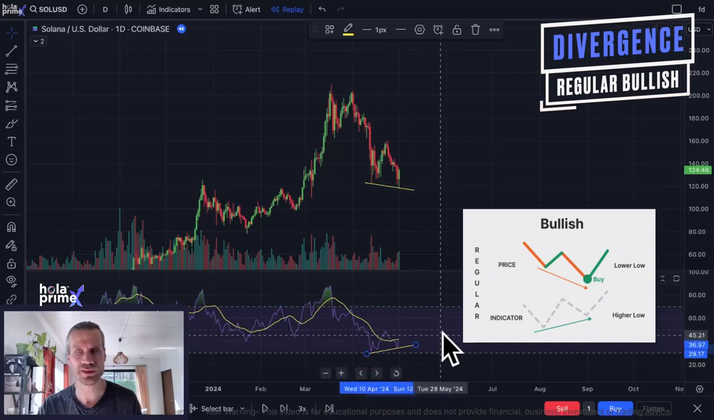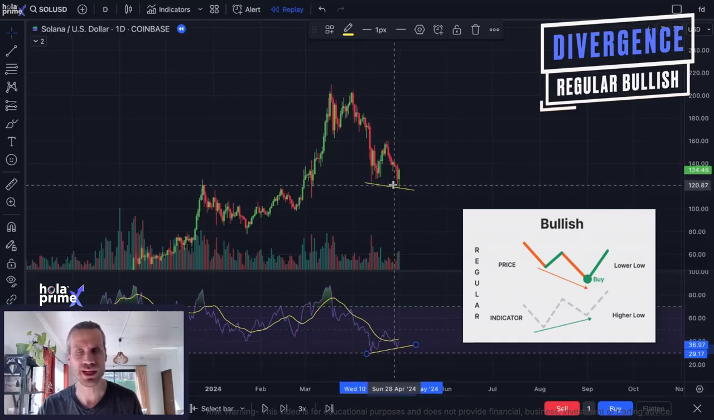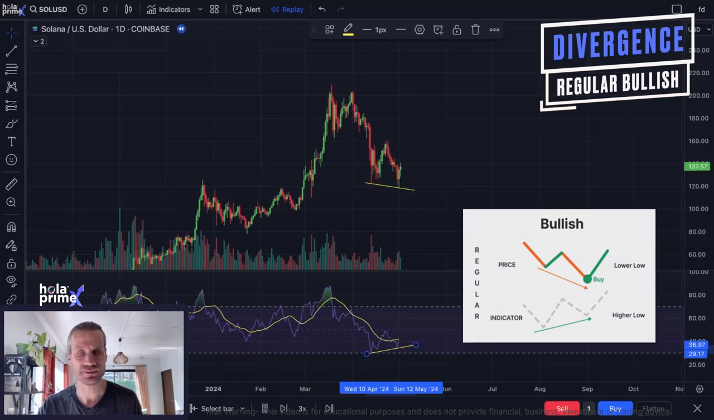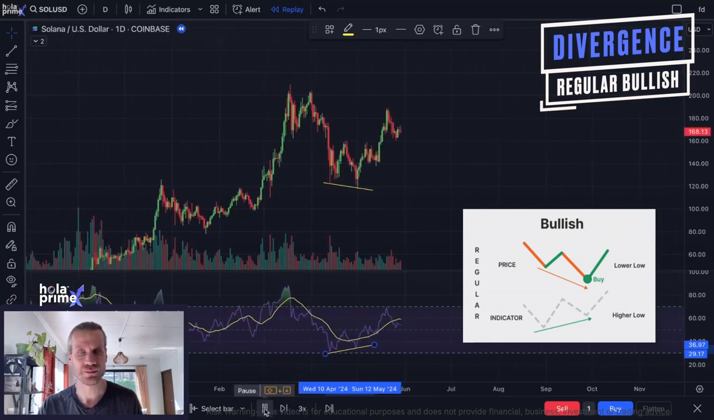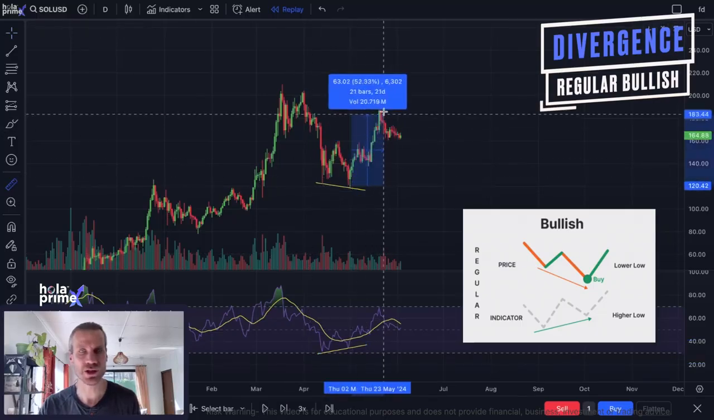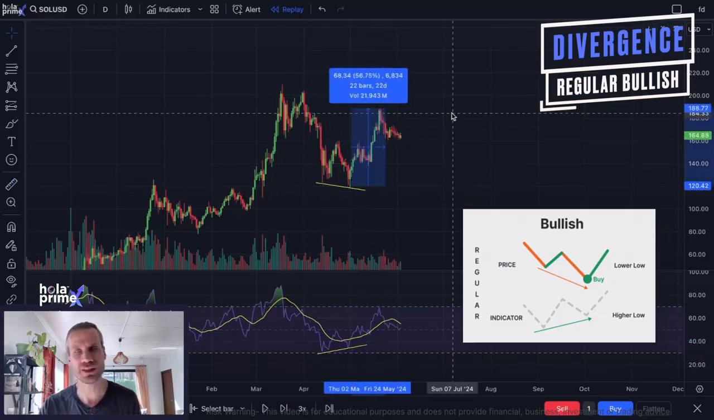We've got the line on the bottom, and the price action is putting in a lower low, and the oscillator is putting in a higher low. So let's see if this now plays out. Okay, good. So the bullish divergence did play out, and we've had a nice upwards move of about 56%.